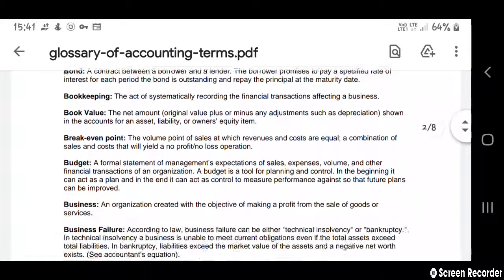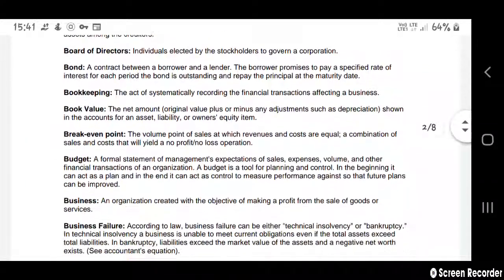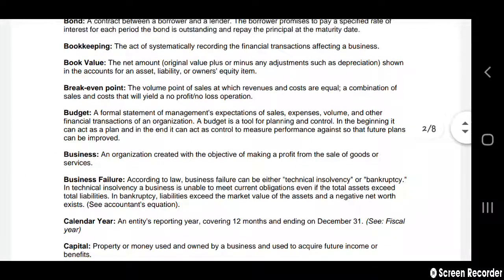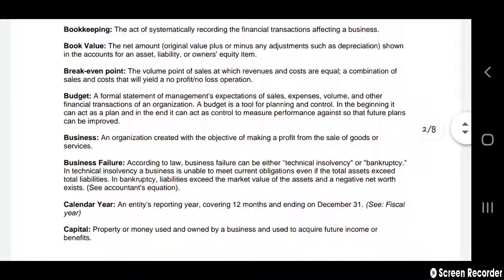Next, bookkeeping. That is the act of systematically recording the financial transactions that happen in a business company. Systematic recording of financial transactions is called bookkeeping. Book value is the net amount shown in the accounts. The net amount shown in the accounts for an asset, liability or owner's equity item is called the book value.